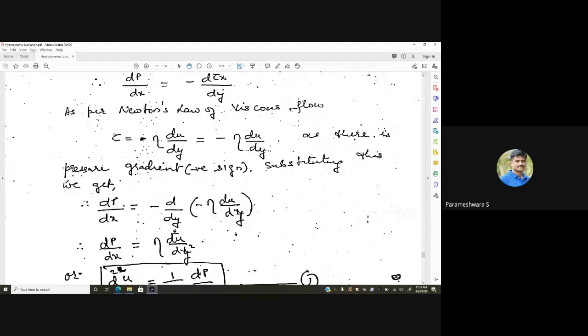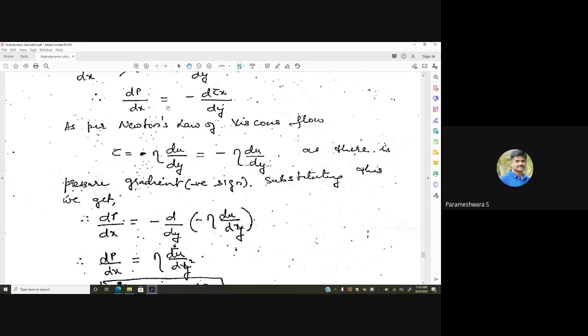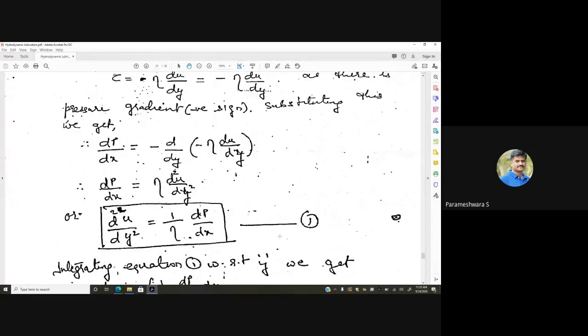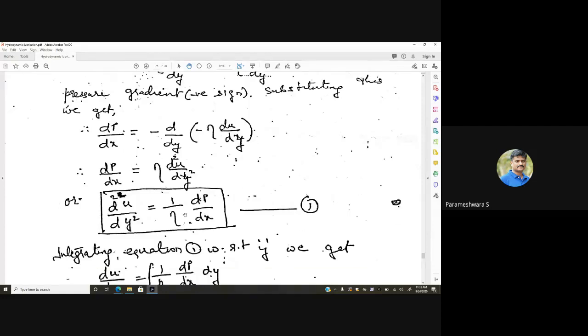Then using this relation and substituting the tau value into this formula, we get dp over dx is equal to minus d by dy into minus eta du by dy. Then dp by dx is equal to eta into d square u by dy square. Or we can have d square u by dy square on one side and the remaining things on the other side, so that this can be used for integration. So we have developed a differential equation for the velocity in terms of pressure. I will call it equation 1.